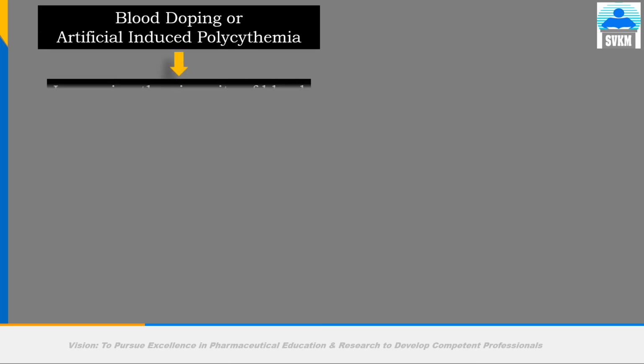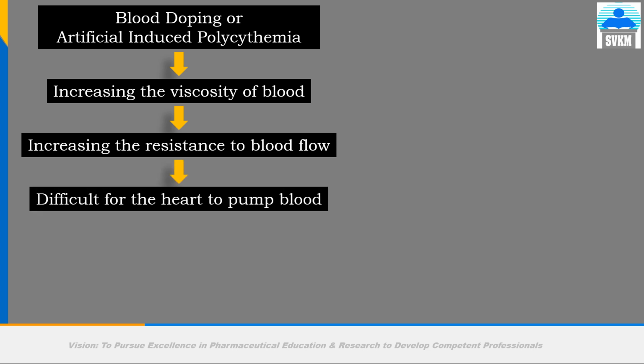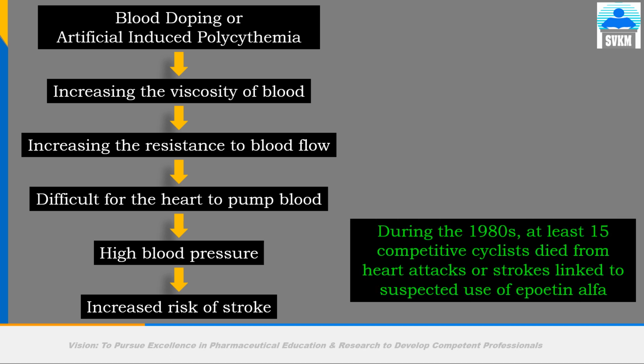But blood doping or artificially induced polycythemia increases the viscosity of the blood, which also results in increased resistance to blood flow. Because of this, the heart is in a difficult condition to pump the blood, which increases the blood pressure and ultimately increases the risk of stroke. There is an example: during the 1980s, at least 15 competitive cyclists died from heart attack or stroke linked to the suspected use of epoetin alpha.